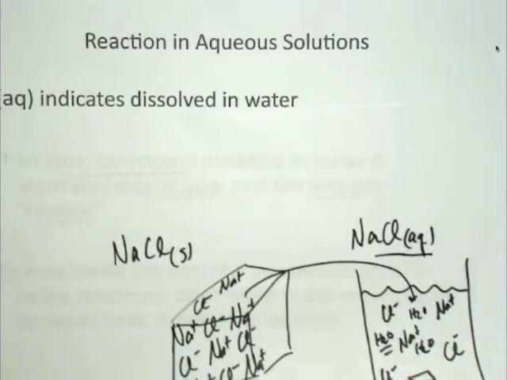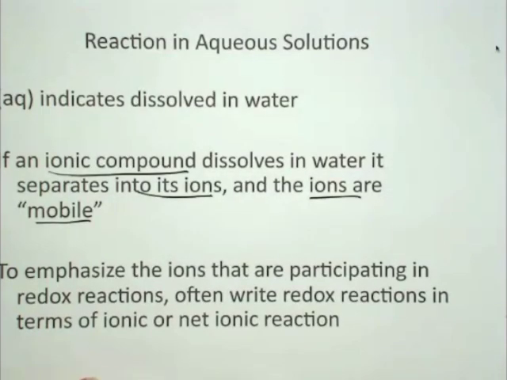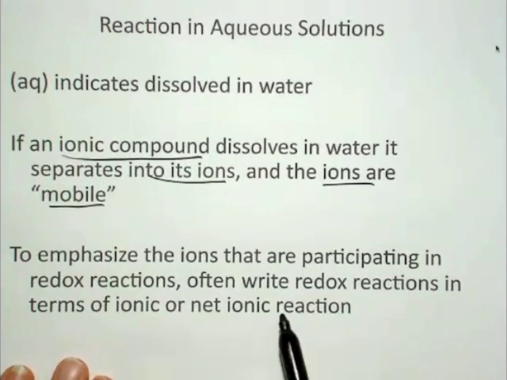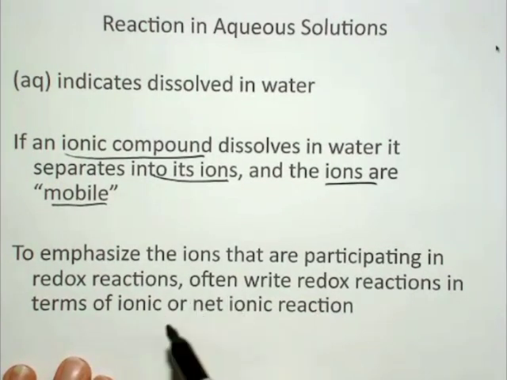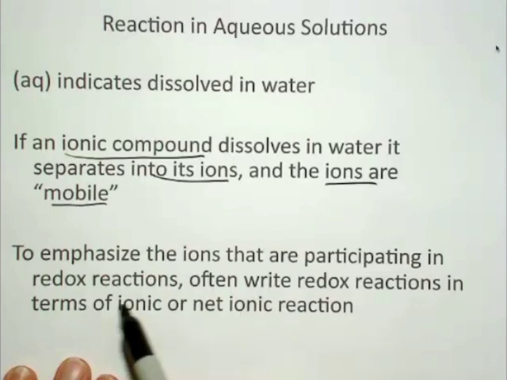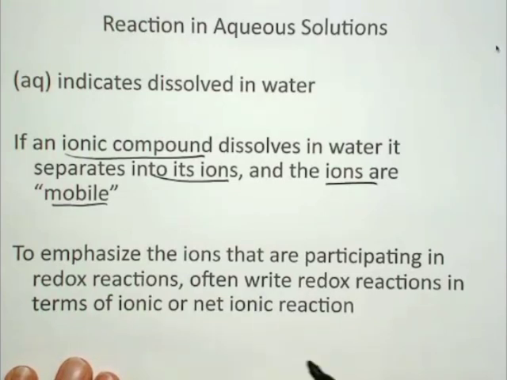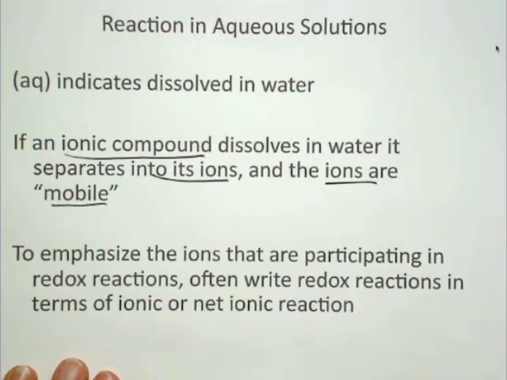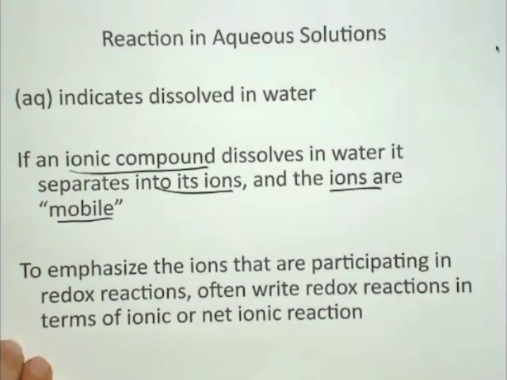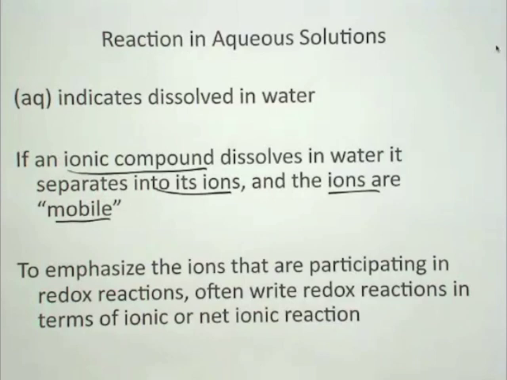And to emphasize this, I need to tell you that a lot of times we write redox reactions in terms of the ionic or net ionic reaction, because they're just emphasizing what's participating in the redox reaction. And so sometimes certain species do not participate in oxidation reduction, as we have seen. And so in that case, a lot of times they're left out of the redox reaction. And I don't want that way of writing things down to confuse you. So let's take another look at a previous example.